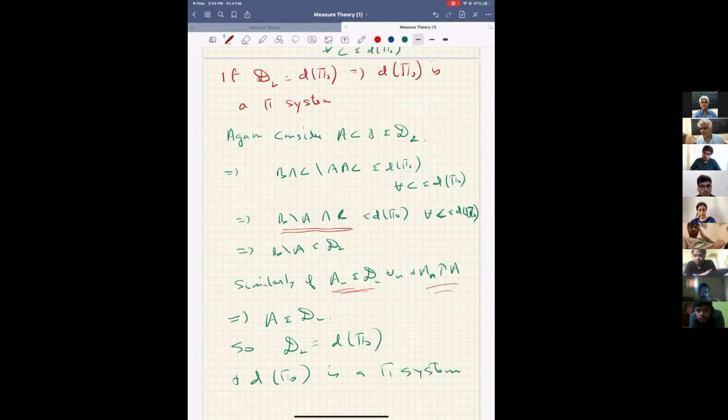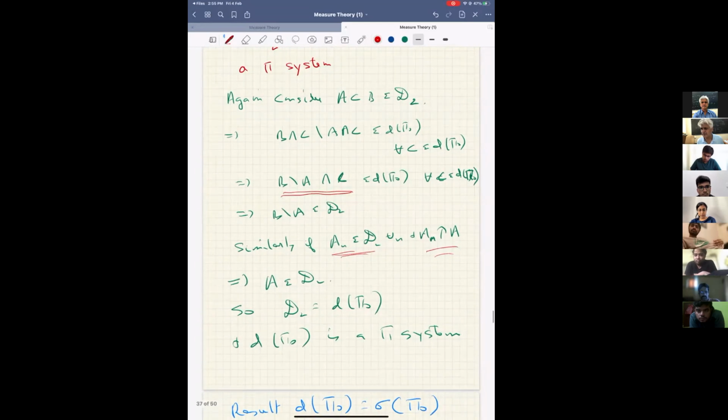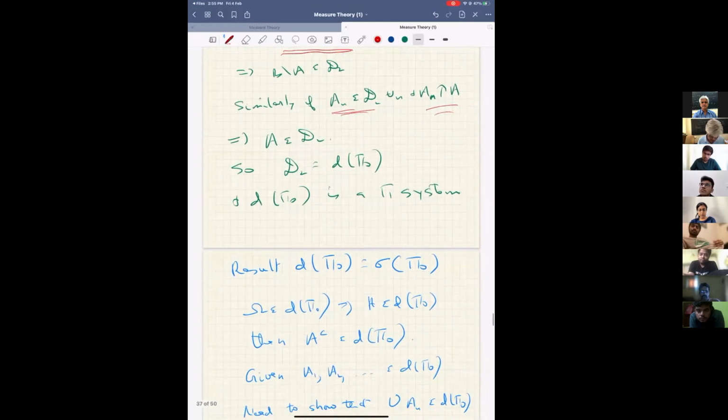So now we've shown that D of pi 0 is a pi system. It's also a D system. It's a small proof to check that if something is a pi system and a D system, it's a sigma algebra. I don't know if I showed this. Oh yeah, I've shown this. I was worried that I forgot to put this.